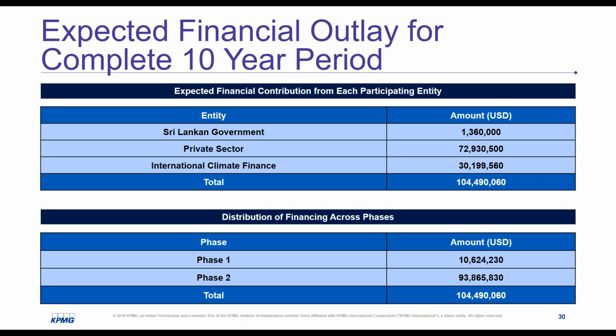So just a glimpse of the financial outlay for a complete 10-year period. The Sri Lanka government would be spending about 1.3 million USD. The private sector would bring in 72 million, and the international climate finance could bring in about 30.19 million. And the distribution, of course, in phase 1 and 2 was 10 million in phase 1 and 93 in phase 2. So next slide, please.